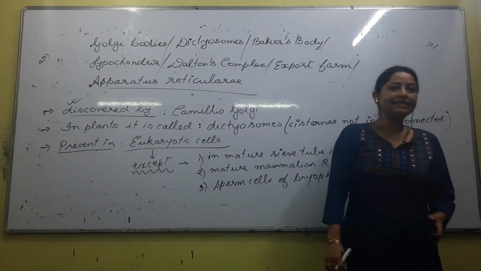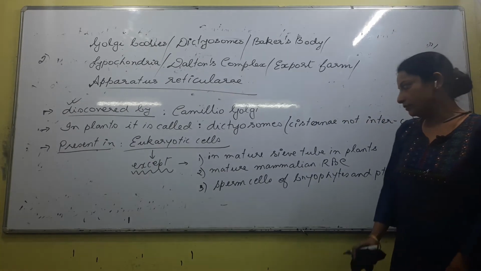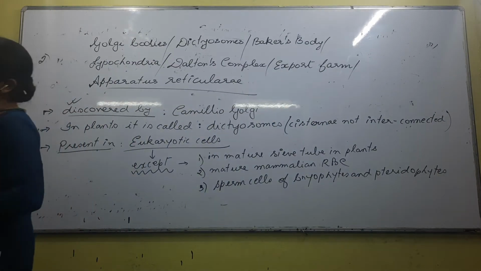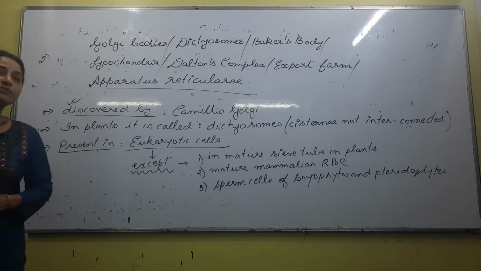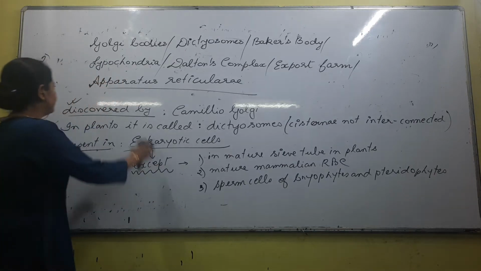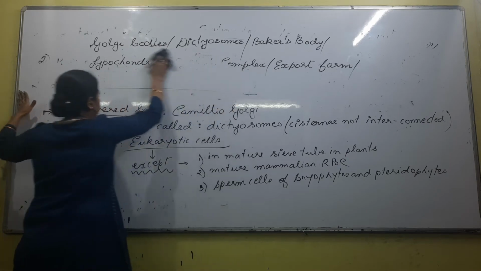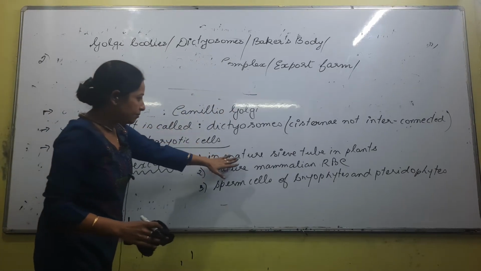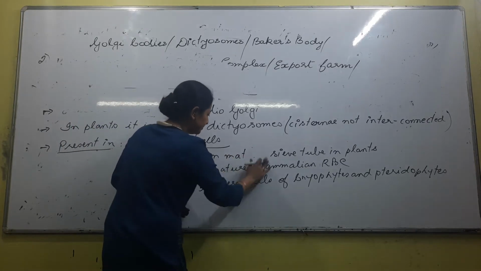Golgi bodies are absent in mature sieve tubes, mammalian RBC, sperm cells of bryophytes and pteridophytes. Sperm cells means the male gametes, right? Mature, mature.